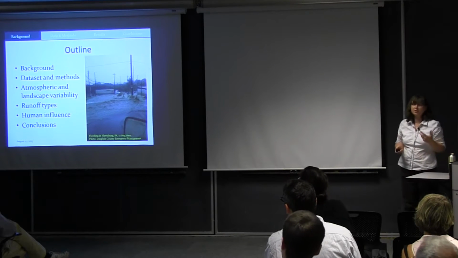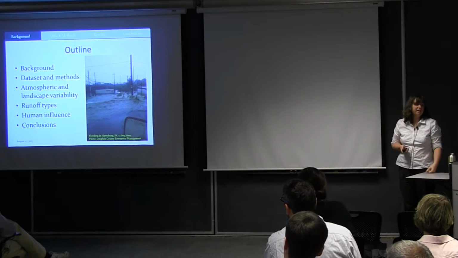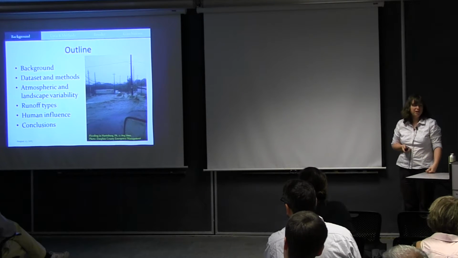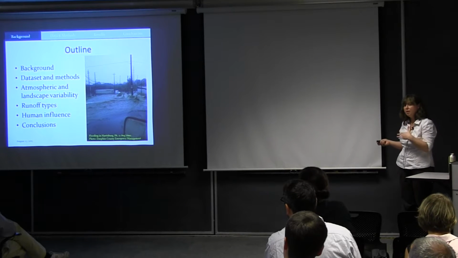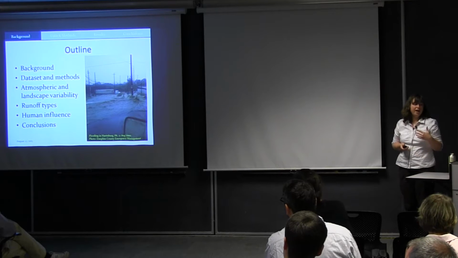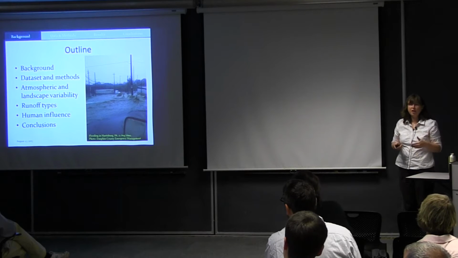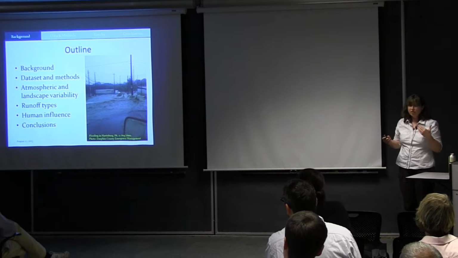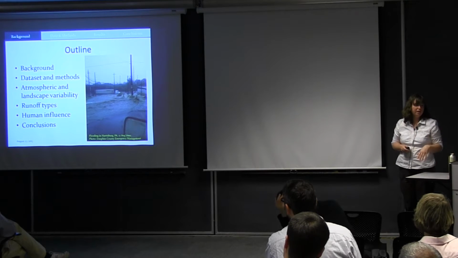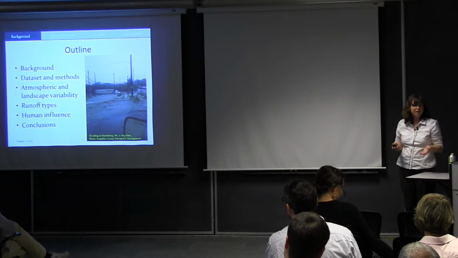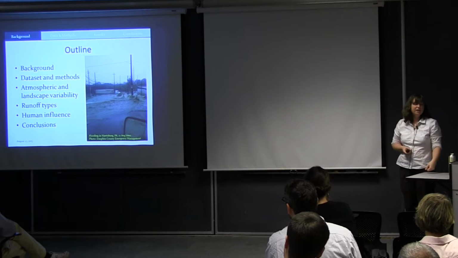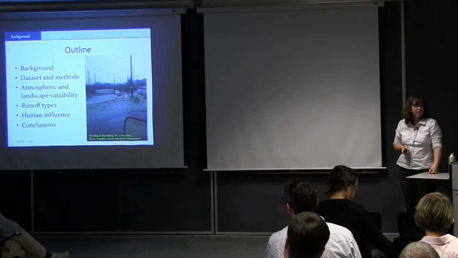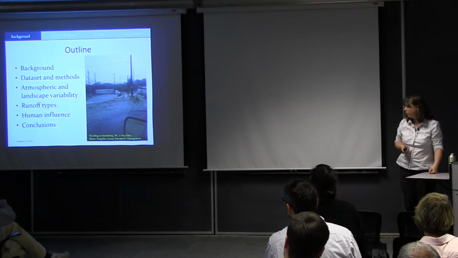So the structure of my talk will just be some background on flash floods, and then describe my study methods, and then talk about the variability in what's happening in the atmosphere, what's happening in the landscape, and then I define some runoff types that help us address how flash floods work here in the Northeast. And then a separate study that I'll talk about just briefly is how people influence the prevalence of flash floods, and then tell you my conclusions.